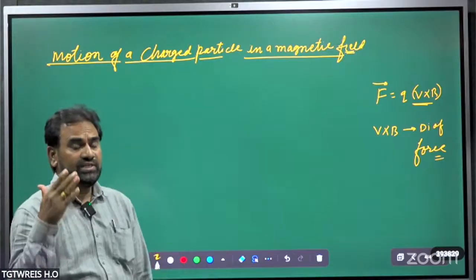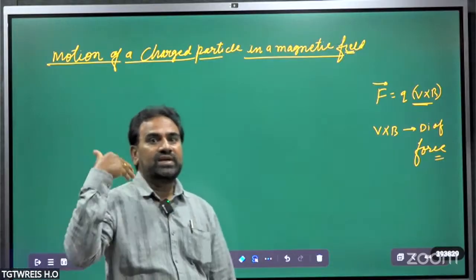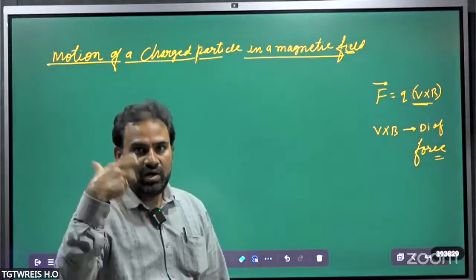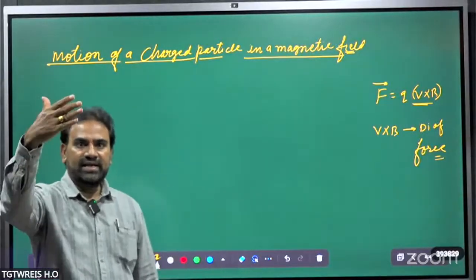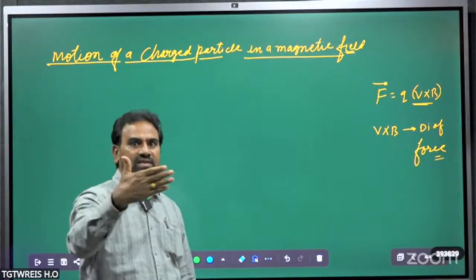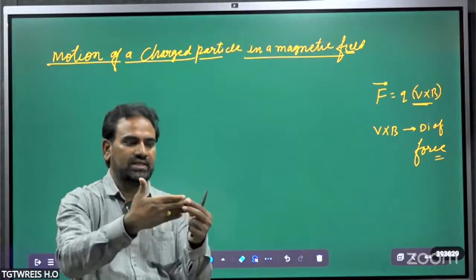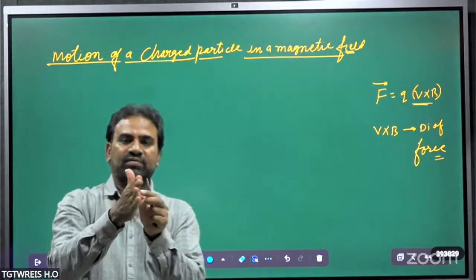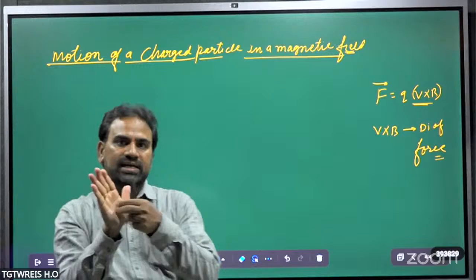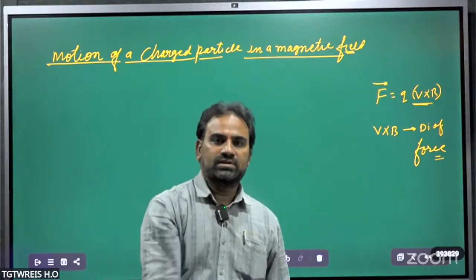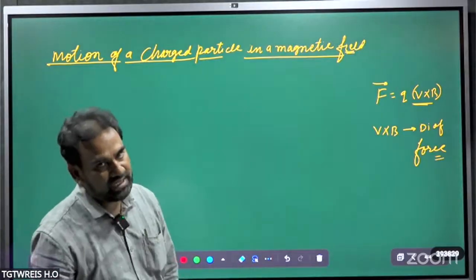By using the right hand rule, we can determine the direction of the force acting on a particle. How can I determine? The right hand is stretched such that the first 4 fingers are stretched in the direction of the motion, or the direction of velocity, like this. If the palm represents the direction of the magnetic field, then the thumb gives the direction of force. Is it clear?